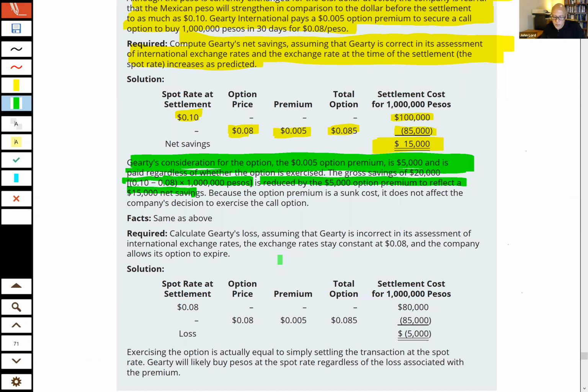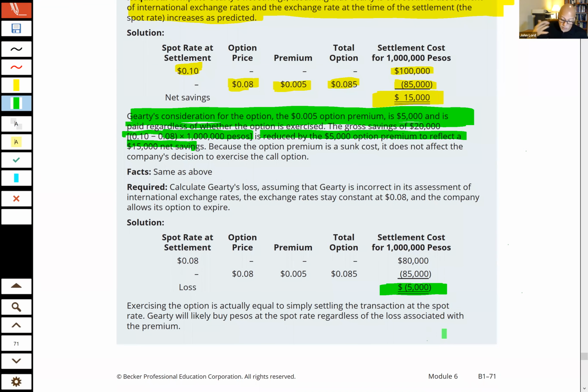So now, what if I let the option expire? The cost of that is going to be 5,000, because I did pay that 5,000 out, so that's part of my cost, but it is not part of the discussion as to whether or not I would exercise that option. I let it expire because there's no sense in exercising that option, because it's not going to save me anything, because I would be able to settle it for 80,000. So just let the option expire.